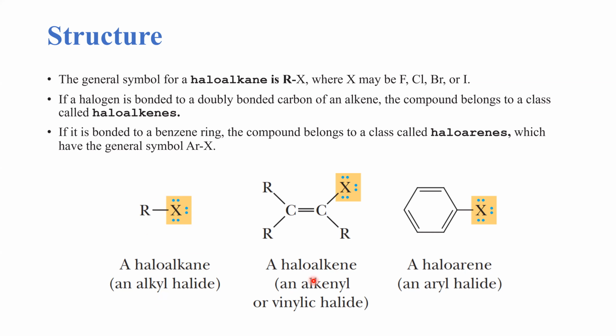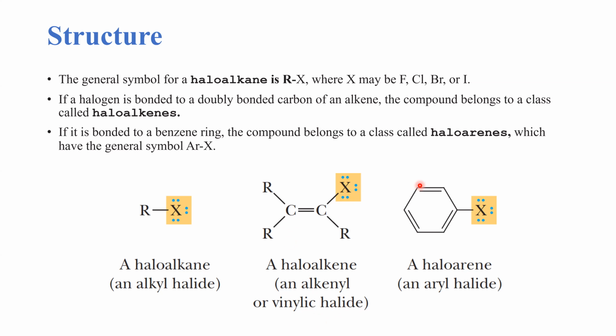Now the next is a haloalkene, an alkenyl or vinylic halide. Vinyl is basically the terminology which we use for the C=C functionality, and this is directly linked with the main functional group, like the alkyl halide, and there could be any acid, or there could be the alcohol one. So then we name it vinyl alcohol or vinylic halide, right?